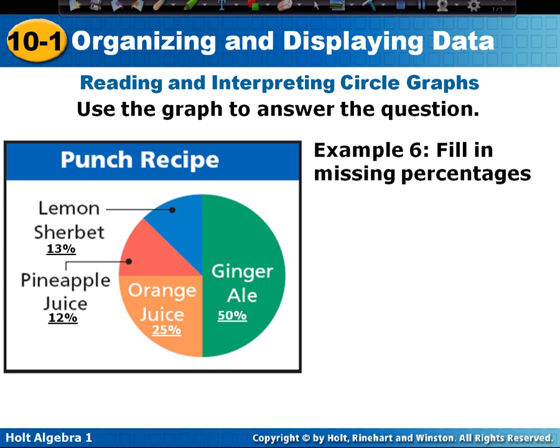12% here on pineapple juice, and if you can't already see it on your copy, and I don't think you'll be able to, write 25% here on orange juice and 50% here on ginger ale. It's obvious that ginger ale is 50% because it takes up half of the circle.